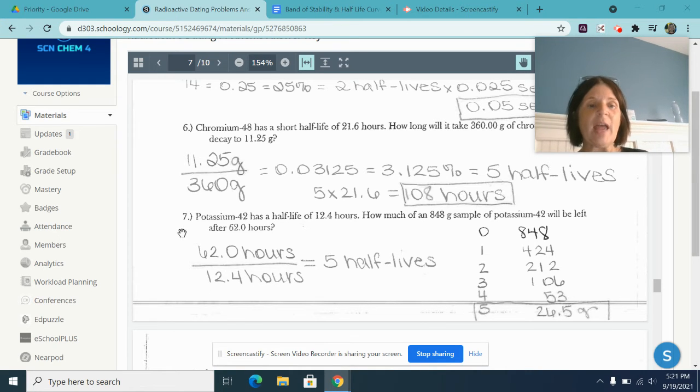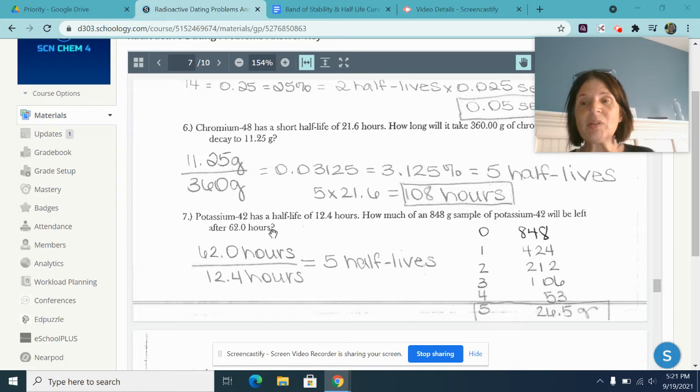If we take a look at problem number 7, it tells us that the isotope we're working with is potassium-42 and it has a half-life of 12.4 hours. What it wants to know is how much of an 848 gram sample of this particular isotope will be left after 62 hours. So here, when you read the problem, rather than there being two amounts, you have two times, right? You have 12.4 hours and you have 62 hours.